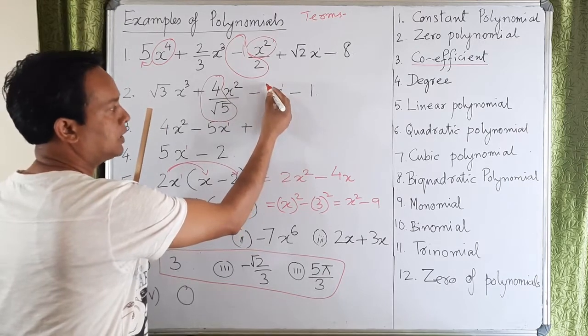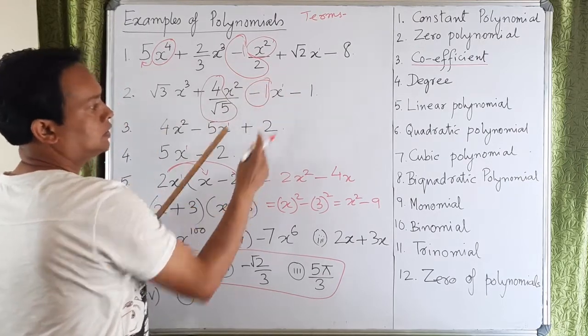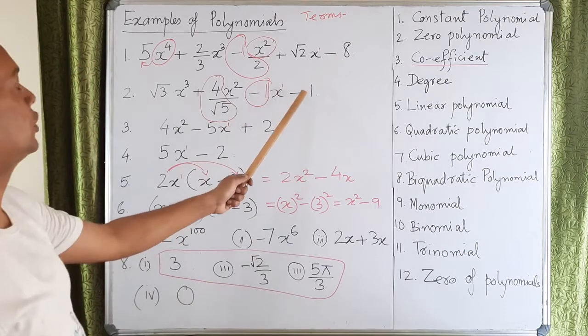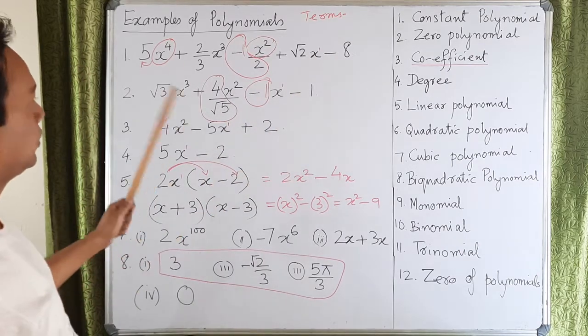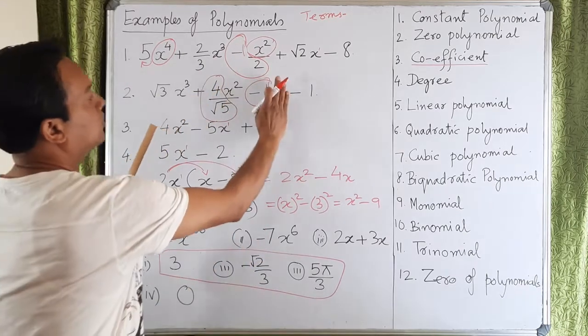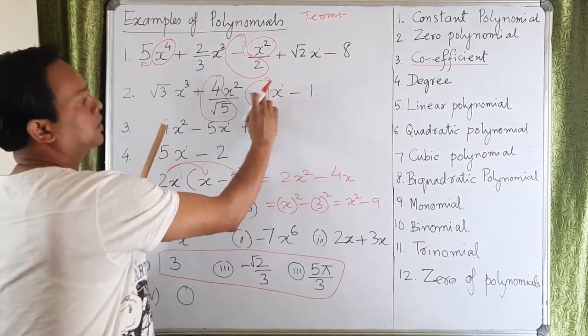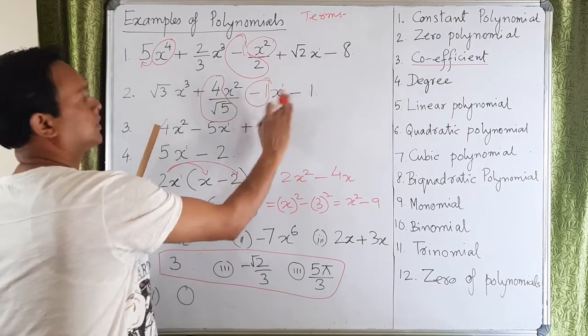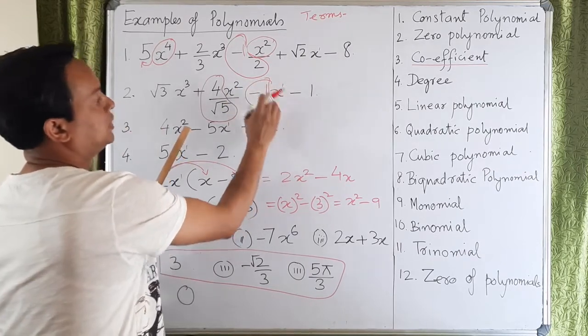It will be minus 1. Minus 1. What is the constant term? Constant term also is minus 1. So, we understood the term coefficient. Coefficient of x means you leave x, whatever is left. It might be something on this side, both sides. Whatever is left covering x, that will be the coefficient.